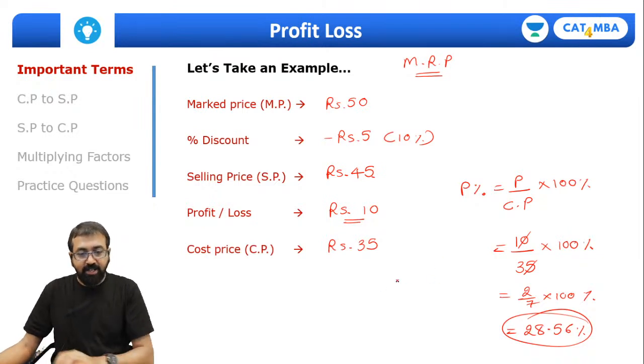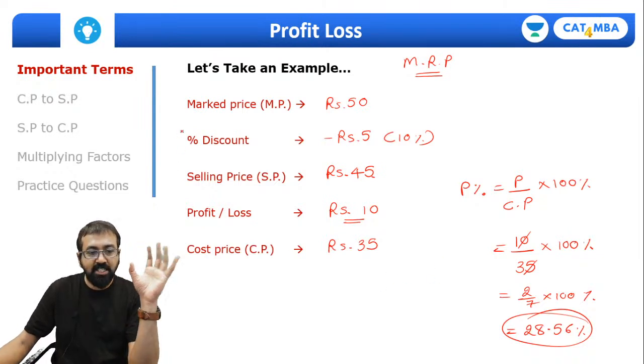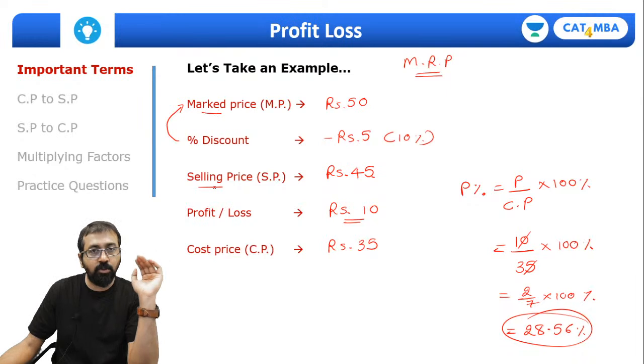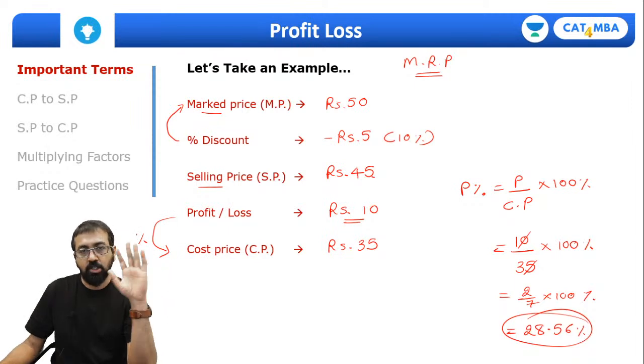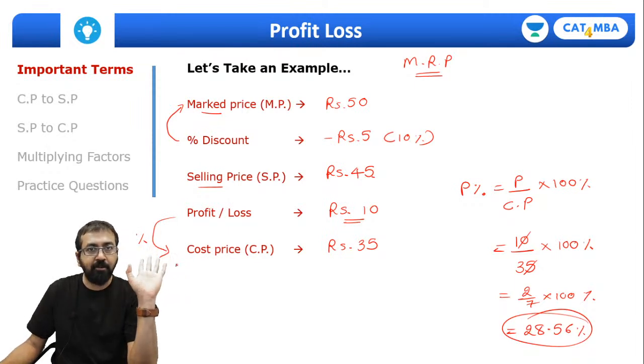Great. Fine. So what I'm trying to tell you is, please remember, discount is always calculated on mark price. If there is no discount, then this mark price and selling price will be same. Same way, profit or loss percentage is always calculated as a percentage of cost price. So this is what you need to primarily remember.